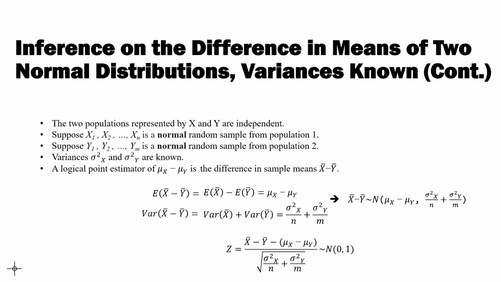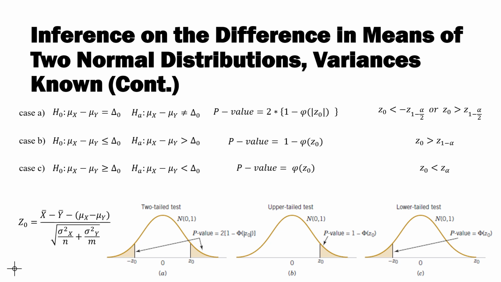The new normal statistic is x bar minus y bar minus mu of x minus mu of y, divided by the square root of sigma squared of x over n plus sigma squared of y over m. Here, we are hypothesizing on the difference in population means when the population variances are known. As a result, we are using a z-test or a normal test for these three cases.